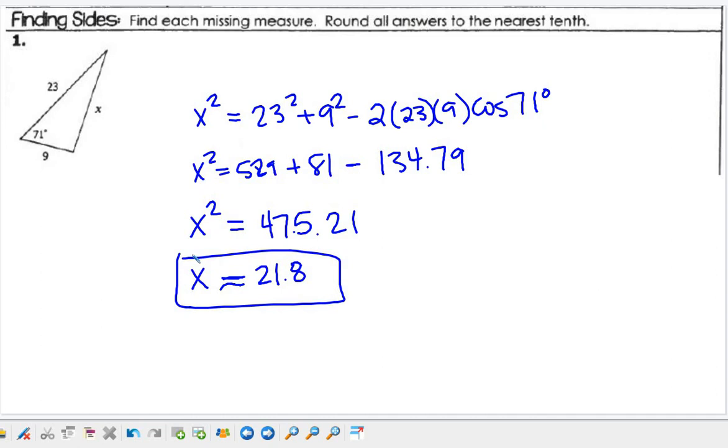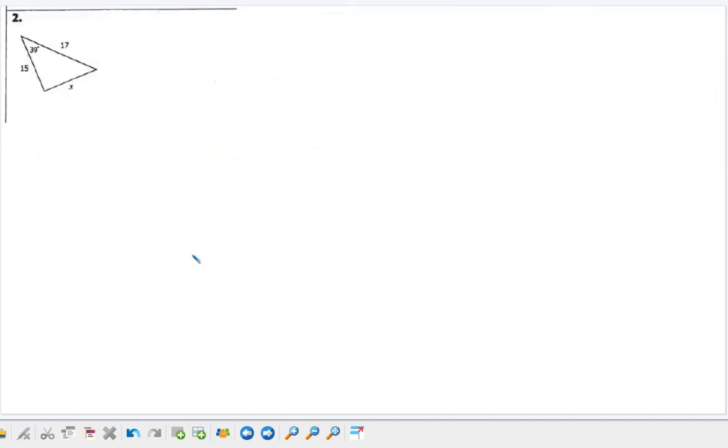Okay, so we'll do it again. So notice I'm looking for the side opposite my angle. This is always going to have to be true for using law of cosines, or you have all 3 sides and you're looking for a particular angle. That's the only way law of cosines works.